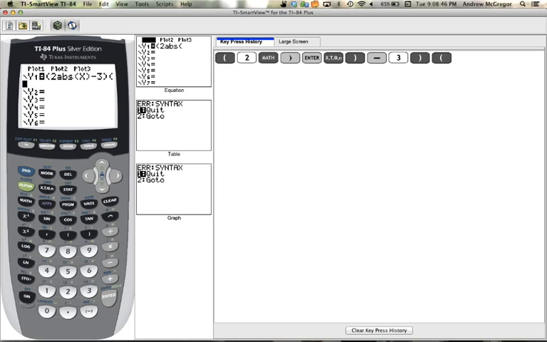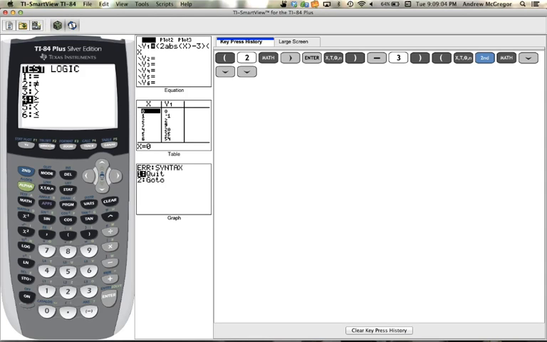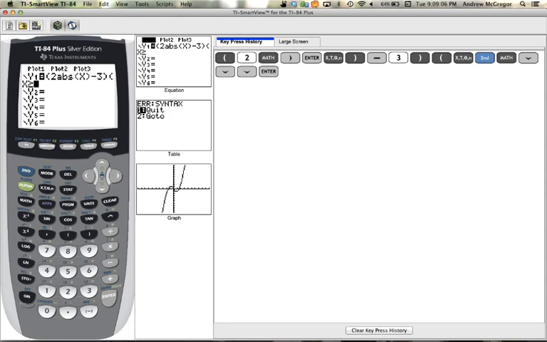And then we're going to attach our domain to the end. So you'll use another parentheses of x. Now we're going to make x greater than or equal to -4. To do this, you're going to do second math, which brings you to test. And we're going to go down to number 4. And we know it's greater than or equal to -4. That's our lowest domain value.